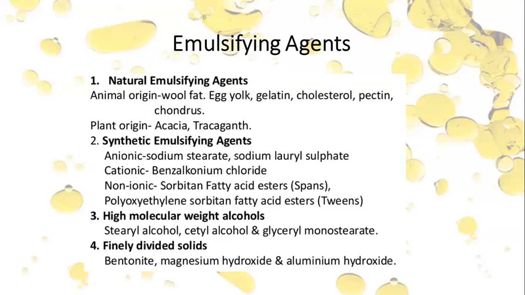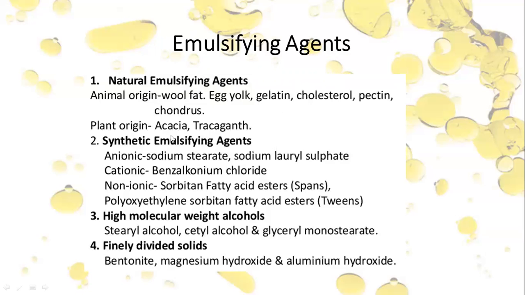Gum acacia is used in the following ratios for preparing emulsions from various types of oils. For fixed oil, the oil to gum ratio should be 4 to 1. For volatile oil, the oil and gum ratio should be 2 to 1. And for mineral oil, the oil and gum ratio should be 3 to 1.